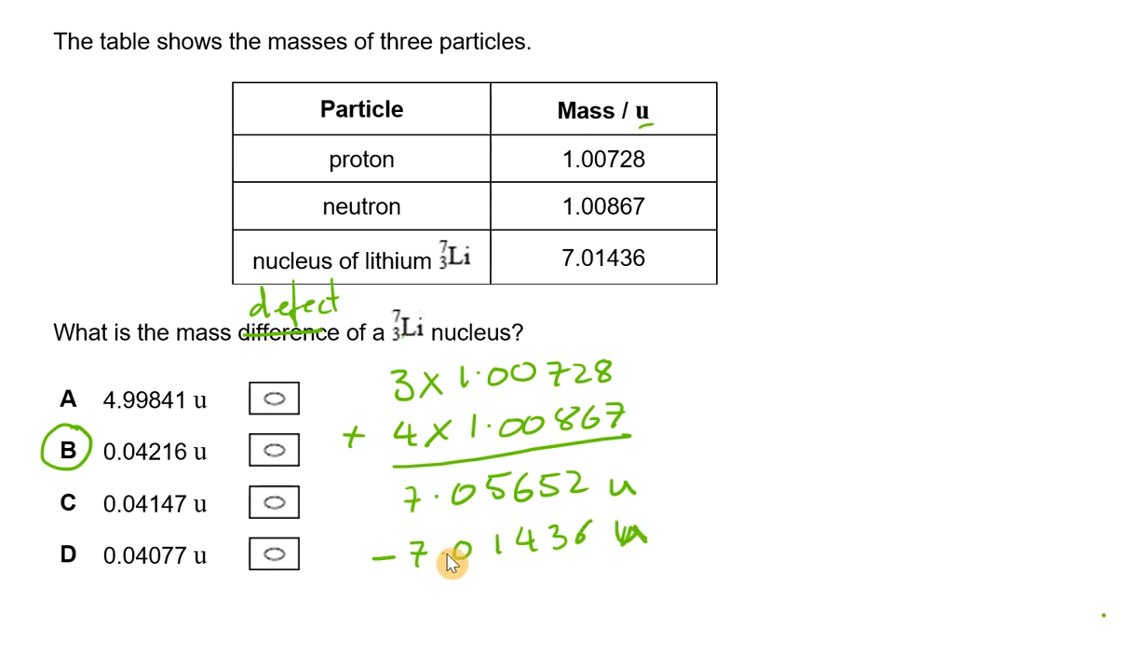So the difference between them will be the mass defect. If I take the mass of this nucleus away from the mass of the separate protons and neutrons, I discover that the difference is 0.042216 U, or answer B.